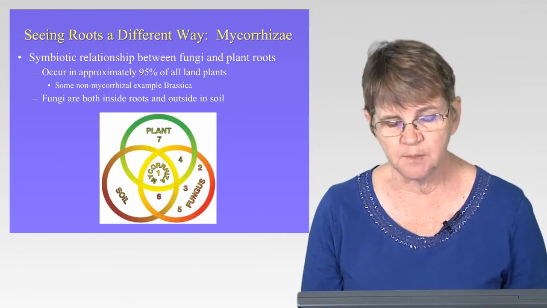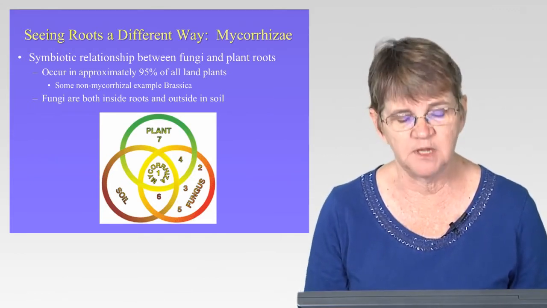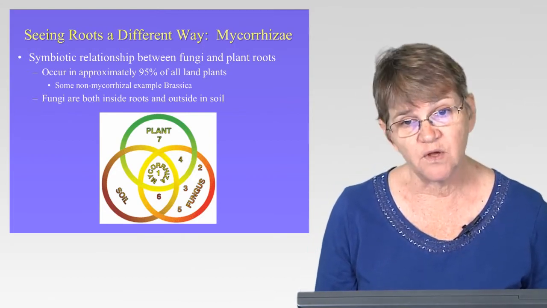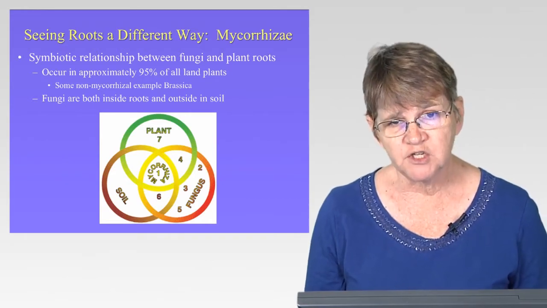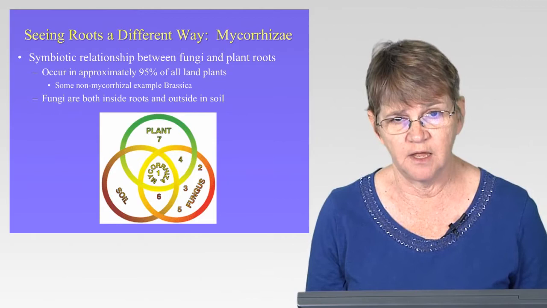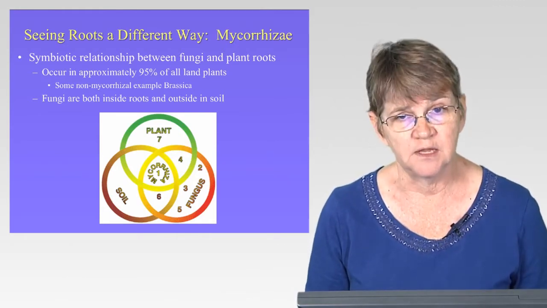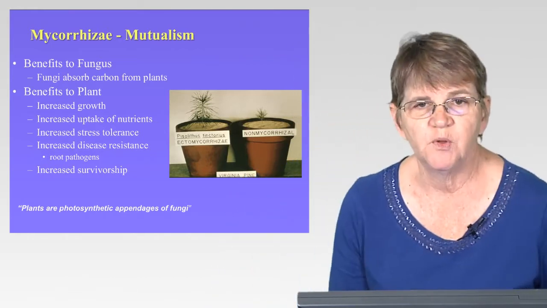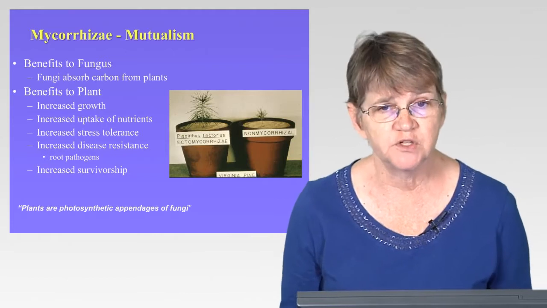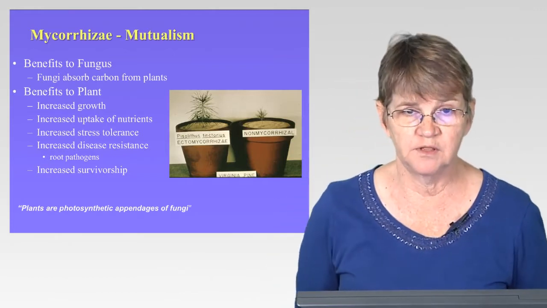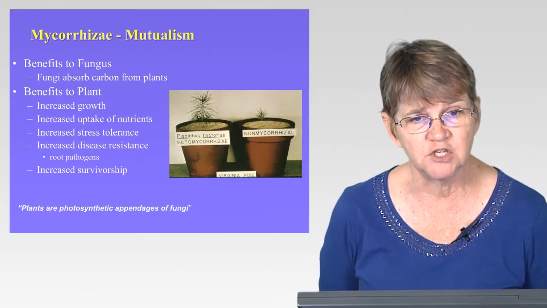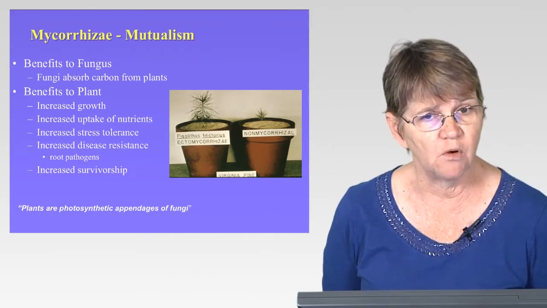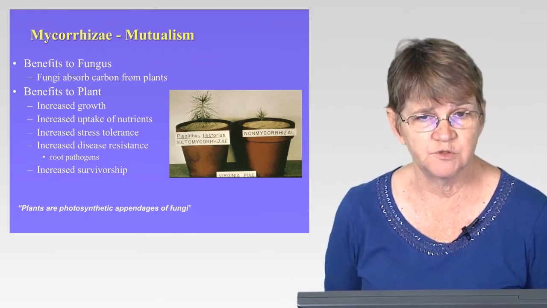So when we look at this relationship, this diagram on the bottom here shows that it's a relationship between the plant and fungi, but it's also a relationship with the soil. So the fungi are both inside the roots and outside in the soil, and that helps with the symbiotic relationship. So mycorrhizae are an example of the symbiotic relationship that's called mutualism, and mutualism benefits both partners in the relationship. So the benefit to the fungus is that the fungi absorb carbons from the plant. So all of their energy comes from the plant.